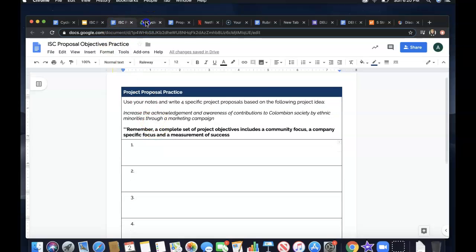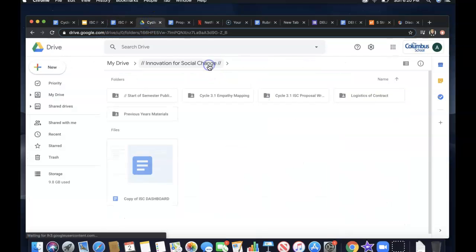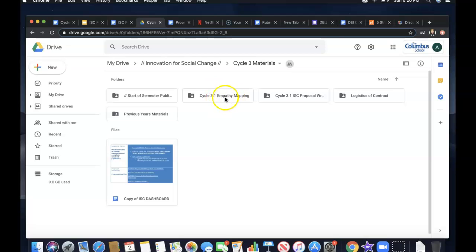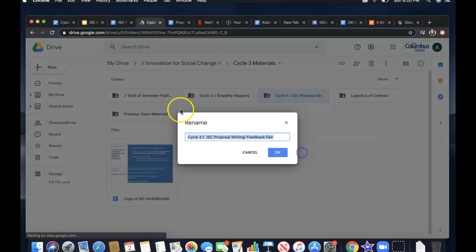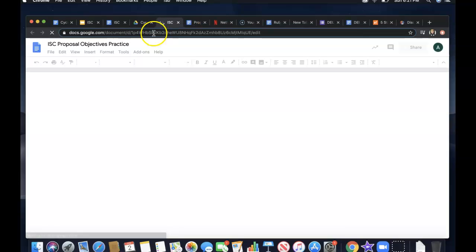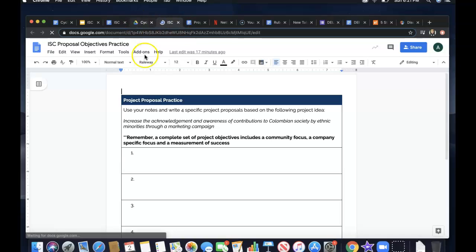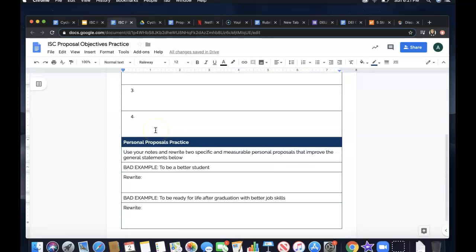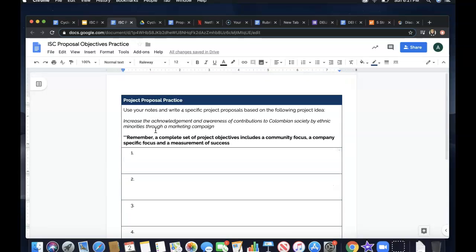This document is in this folder. If you go into Cycle 3 materials, we're done with empathy mapping. They all turned in their op-eds. So now they're on Cycle 3.2, excuse me. If you go into this folder, you'll find this document, ISC Proposal Objectives Practice. Like I said, it's really up to you what makes the most sense for your students. You can put it on Schoology as a practice doc, or you can print it. I figured I'd have my students work in partners.